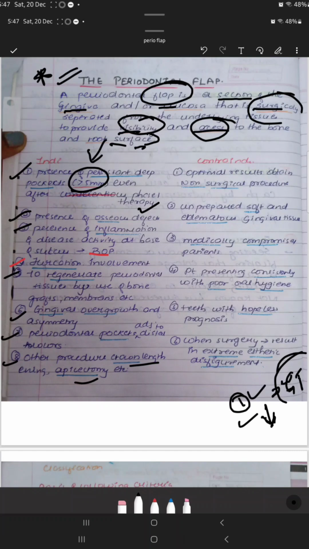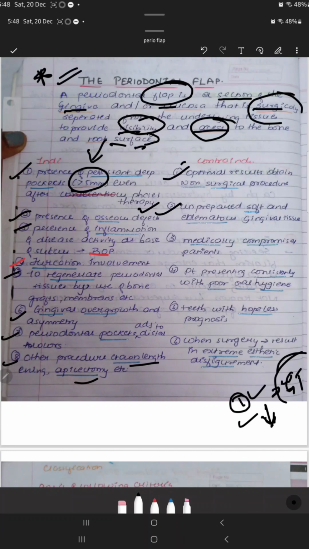So what are the contraindications, when we cannot perform these flap surgeries? When optimum result is obtained by non-surgical procedure, when you are getting the desired result by just scaling, you don't need to go for a flap procedure. If you can see the inflammation and the pocket lining has reduced, you don't need to perform the flap procedure.